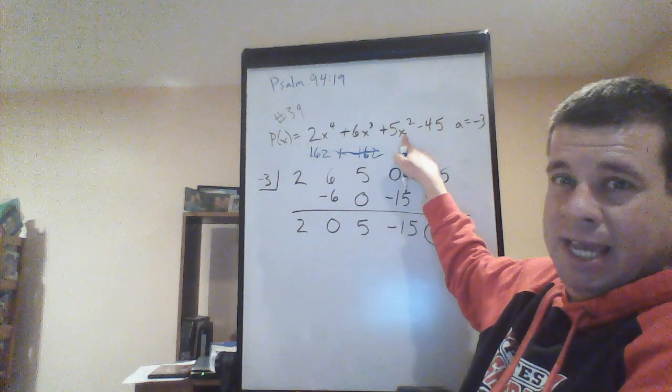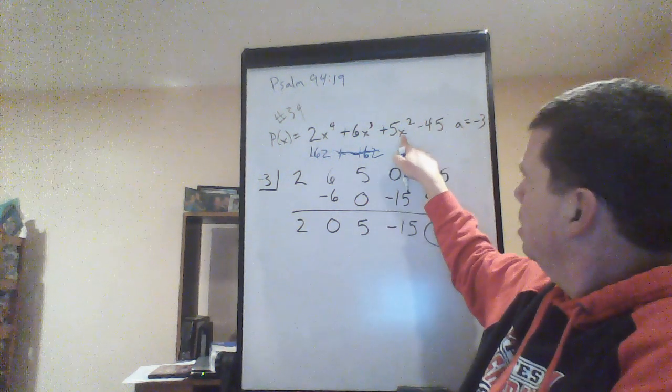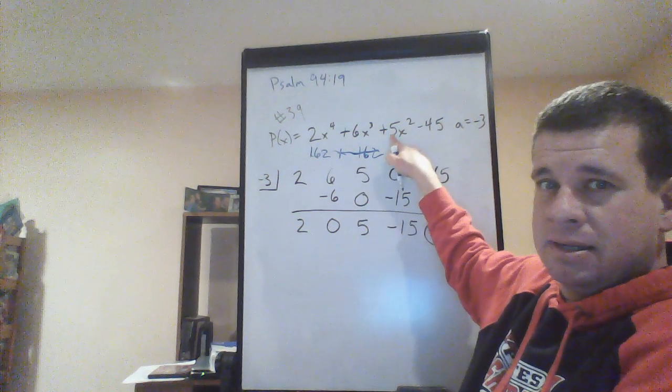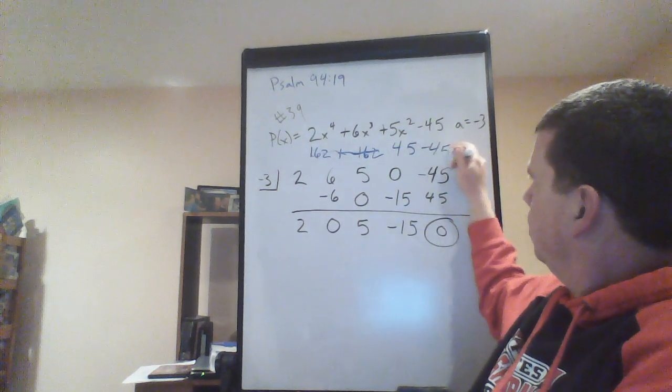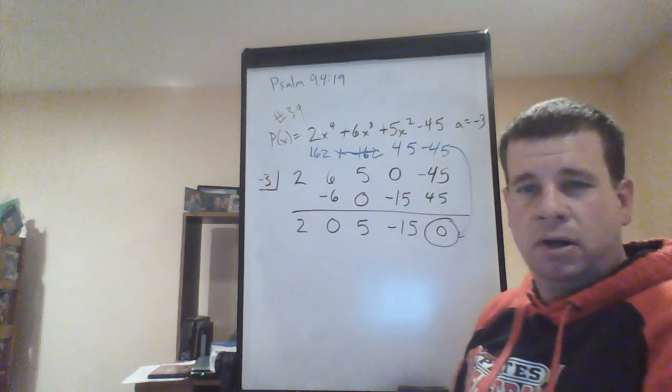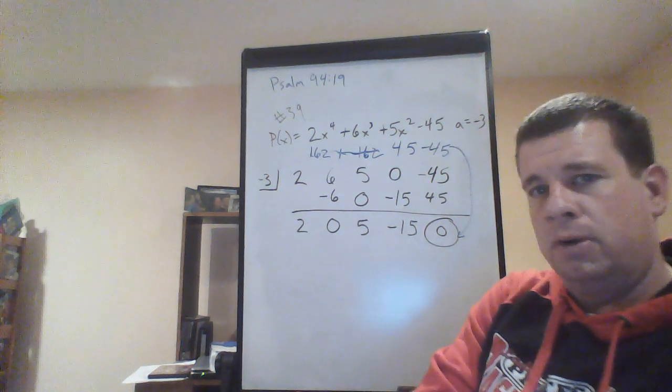If I do -3 squared, -3 squared is 9. And then take that times 5, that's 45. And I got minus 45, and guess what? That equals 0. So yeah, it looks like the remainder theorem works here.